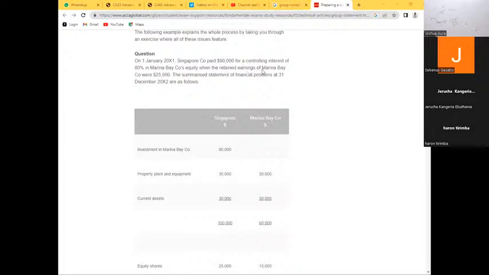equity when the retained earnings of Marina Bay Company was $25,000.